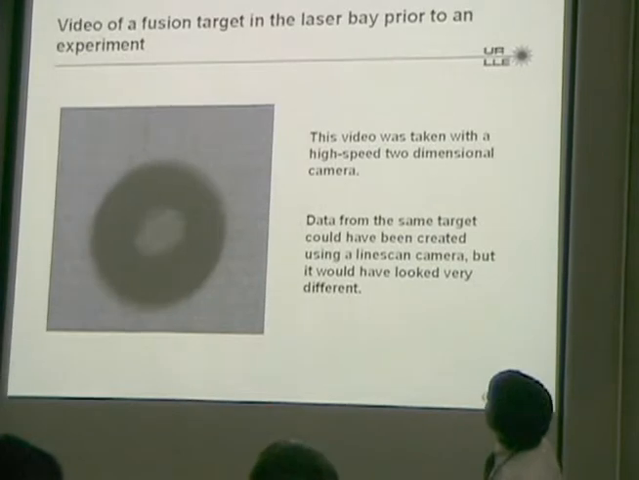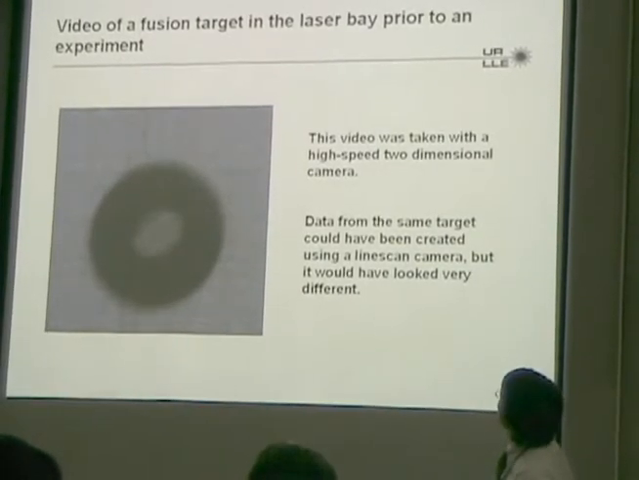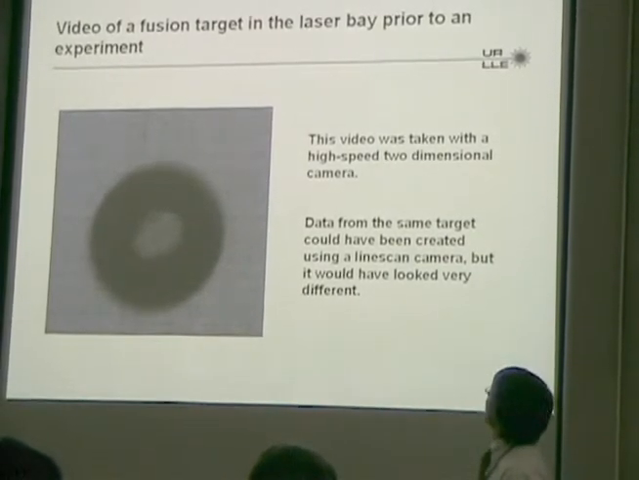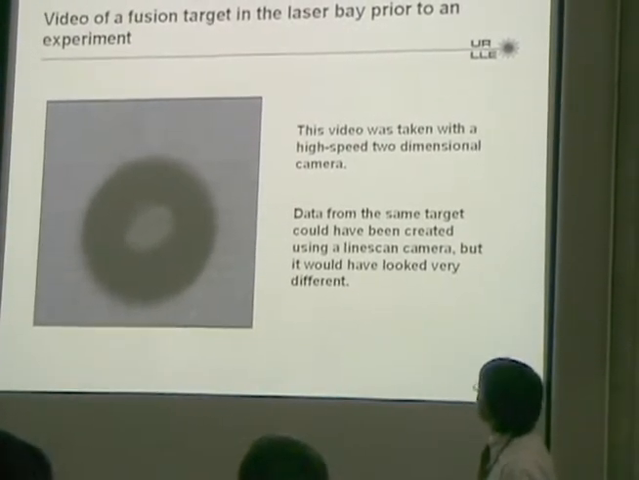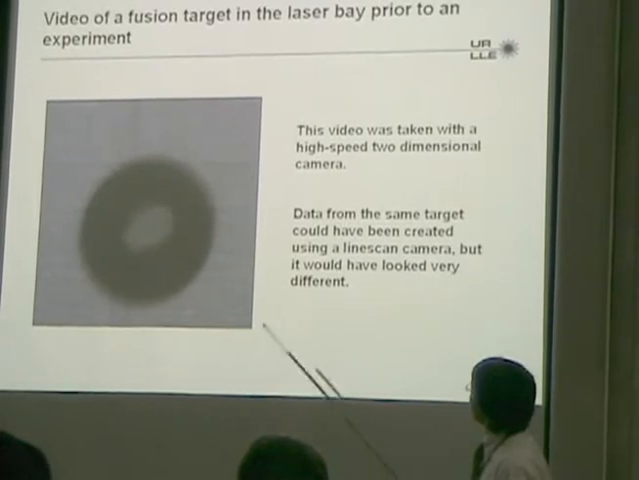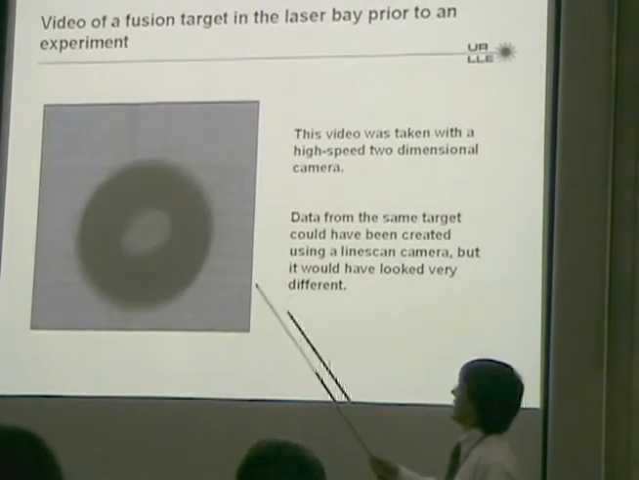So here's a video of the fusion target from the laser bay prior to the experiment, and it was taken with a traditional high-speed 2-dimensional camera. And this is the target vibrating inside of the target chamber. And if this was taken with a line scan camera, it would look very different.